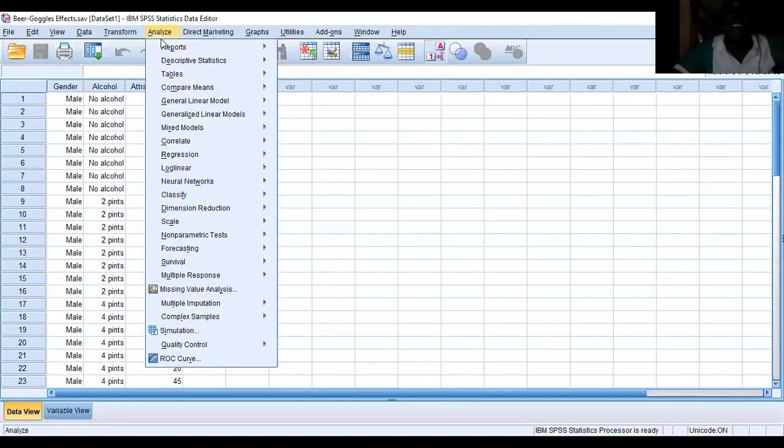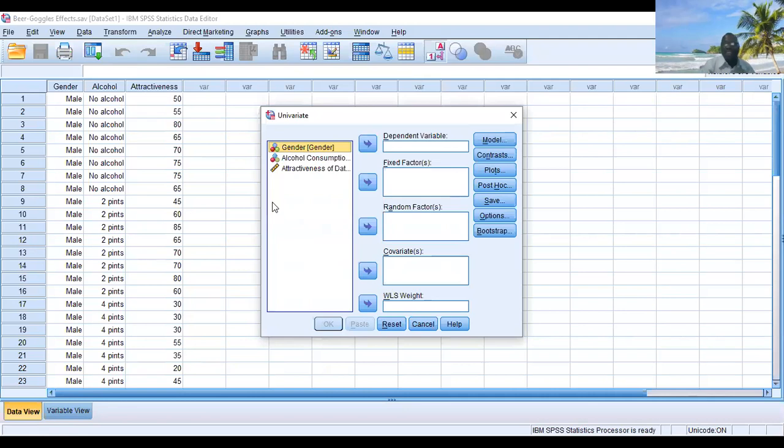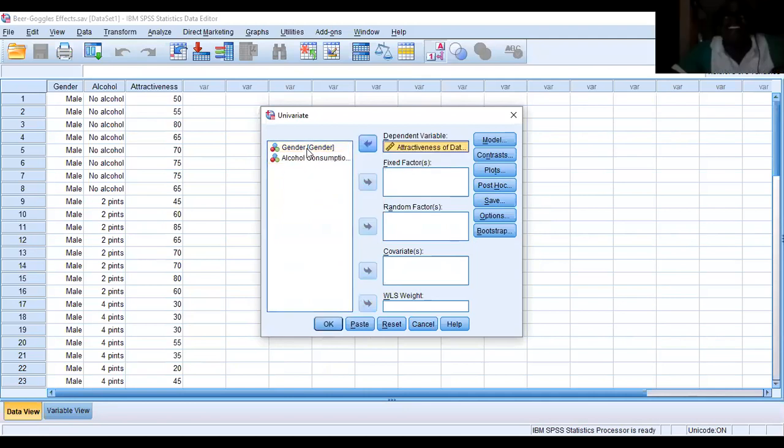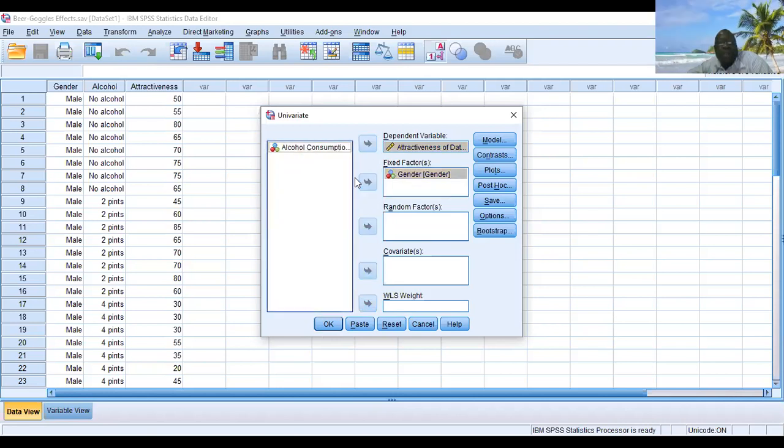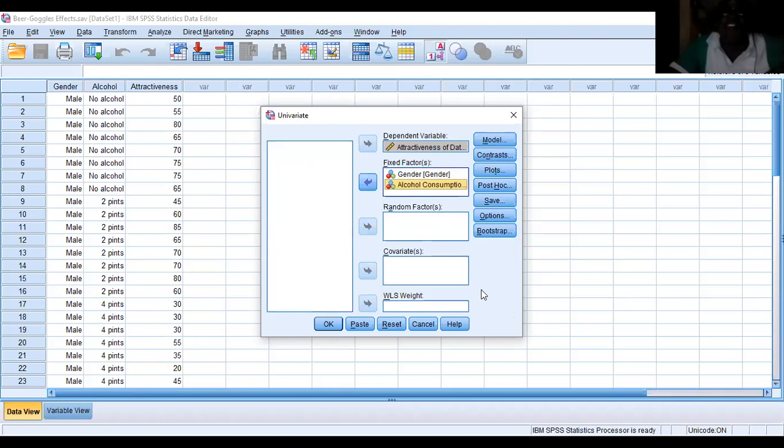Analyze. Then you go to General Linear Model, then Univariate. Yes, univariate. You have read the model very well. Okay, that's great. So, you now move attractiveness as the dependent variable. Yes, the variable is attractiveness. Then you move the other ones to Factors. Yes, factors.